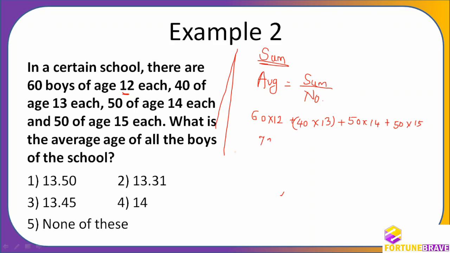So this will be 720, and 40 into 13 will be 520, and this will be how much? 700, and this will be 750. Now we'll add all of them. You can see how complicated this is becoming, but we have to do it. There is no other go. So 2100, 2600, 2650, 2690. I think that is the one. 2100, 2600, 2640, 2690 divided by, this is the sum now.